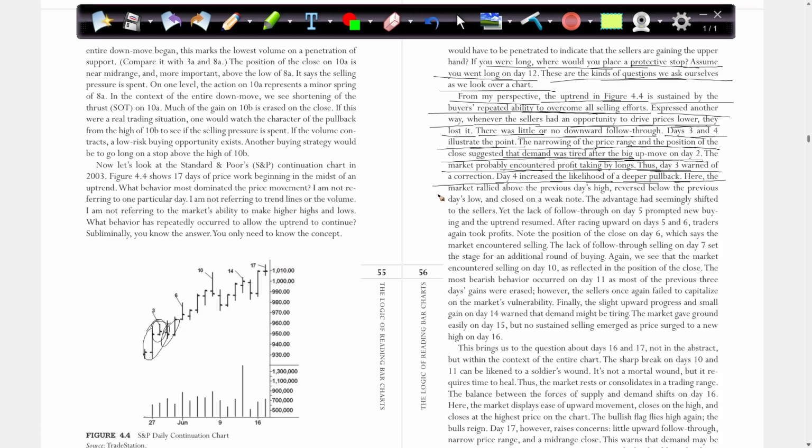Here the market rallied above the previous day's high, reversed below the previous day's low, and closed on a weak note. The advantage had seemingly shifted to the sellers. Yet the lack of follow through on day 5 promoted new buying and the uptrend resumed.